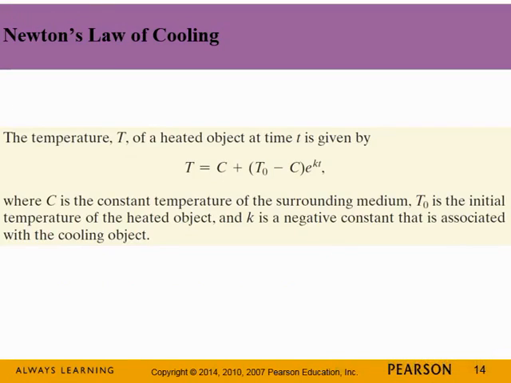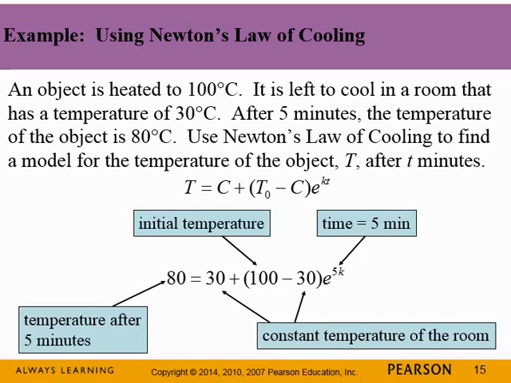So there's Newton's law of cooling. The temperature T of a heated object at time t is given by T equals C plus the original T minus C times e to the kt, where C is a constant temperature of the surrounding medium, T sub O is the initial temperature of the heated object, and K is the negative constant that's associated with the cooling of the object. So I would write this part down.